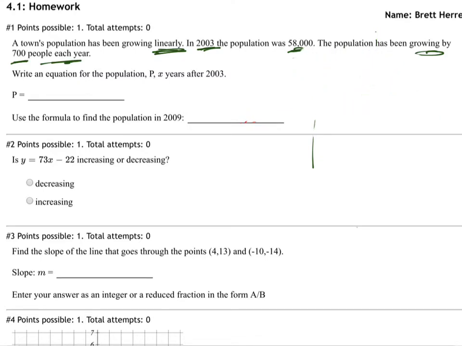So let's see if we can answer their real life questions here. Write an equation for the population P, x years after 2003. Okay, so they want some kind of population. Now, we know it's linear, which means what? It's like mx plus b, because it's linear. We know it's not x squared. Nothing fancy. It's just mx plus b, just x to the first power, like that. So really, we just have to find the m, and we have to find the b. So what do you think?